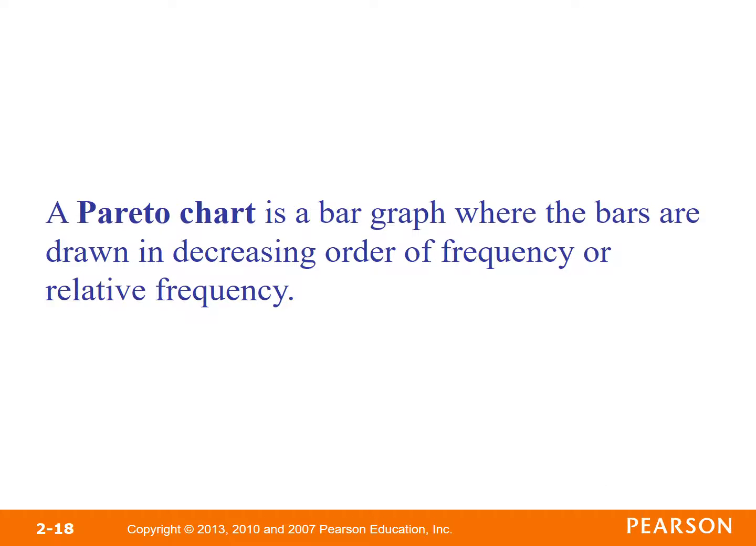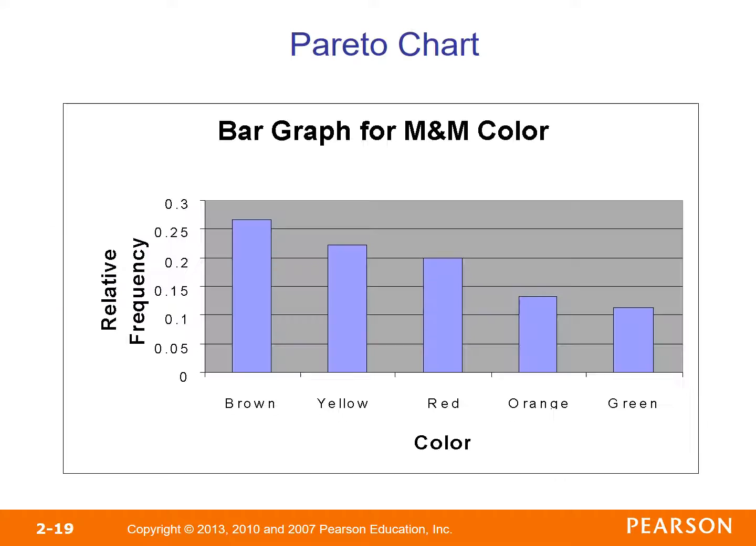A Pareto chart is an ordinary bar graph, but the bars are organized in size order, from the largest bar down to the lowest bar. And you can see what that looks like. But it's essentially the same data.